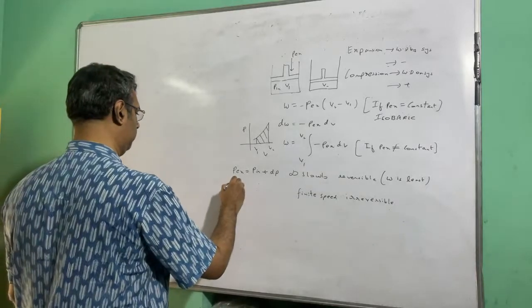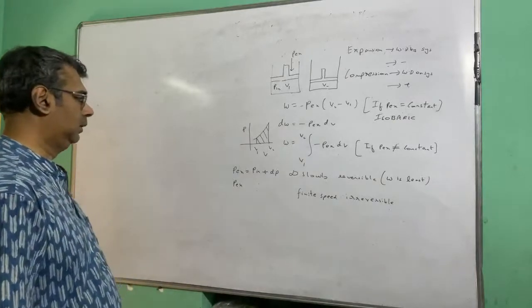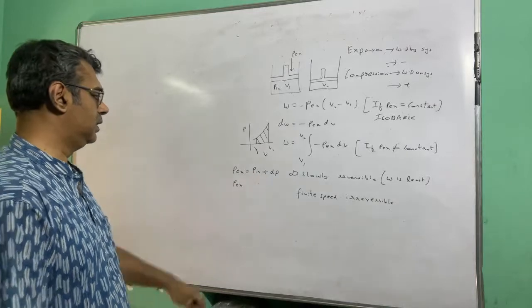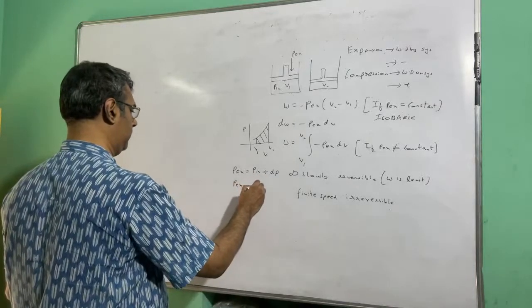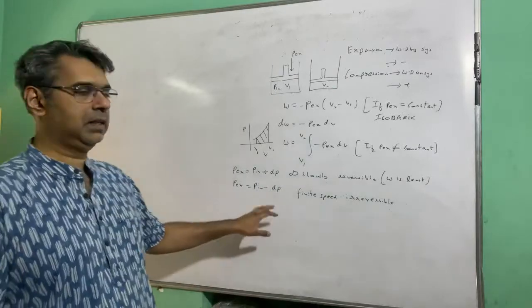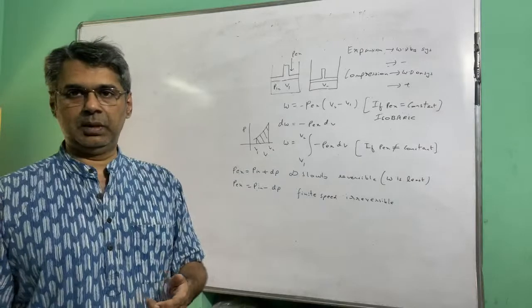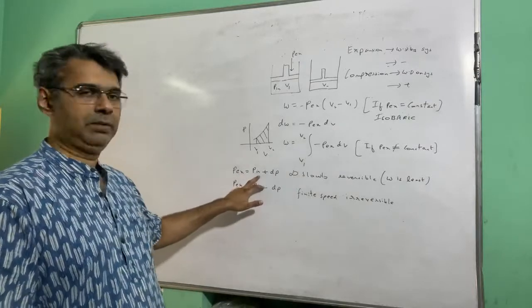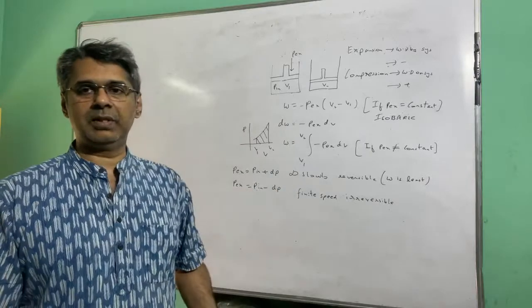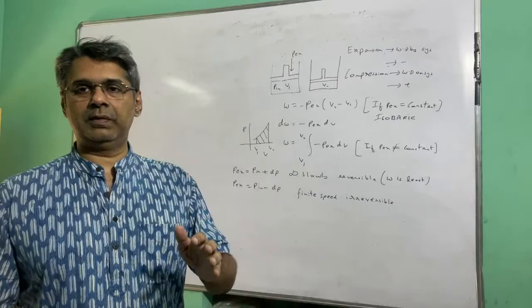And suppose you change this plus dP to minus dP, then the external pressure is an infinitely small quantity less than the internal pressure. That is why it is called reversible. When this is the equation, the piston is going down, but when this is the equation, the piston is going up. So by changing plus to minus, the movement of the piston changes.